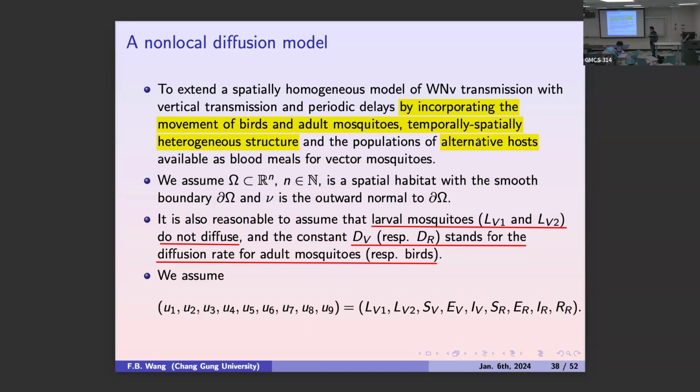The mosquito can diffuse with a coefficient, and the bird can also diffuse. This is our assumption. Probably it doesn't make sense because probably we need to use non-local diffusion, right? But probably that is the next project.